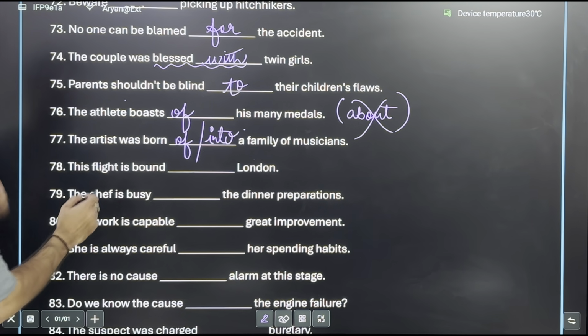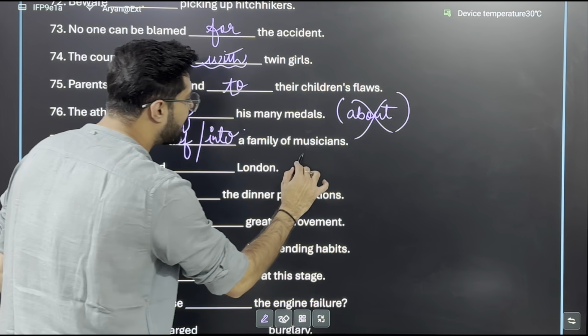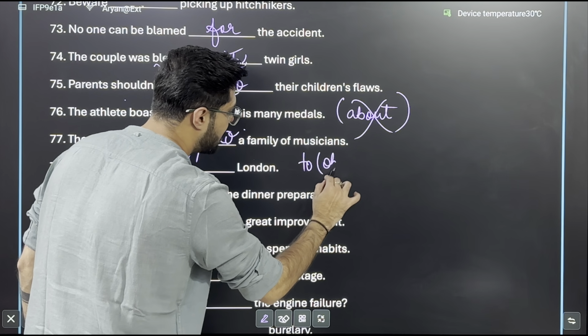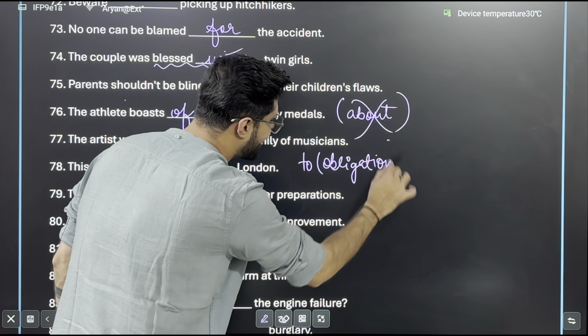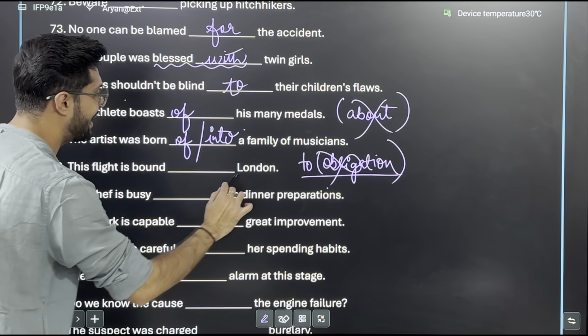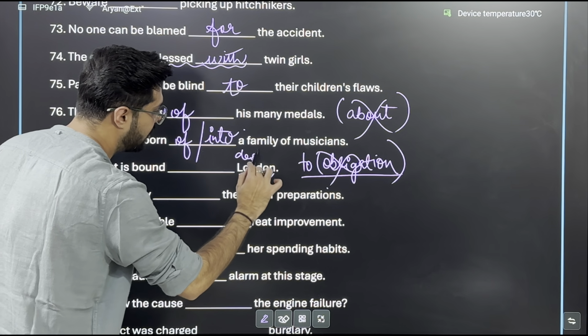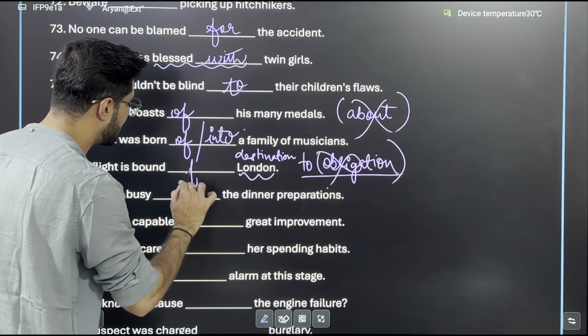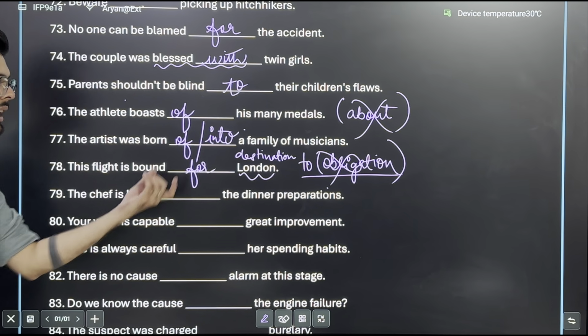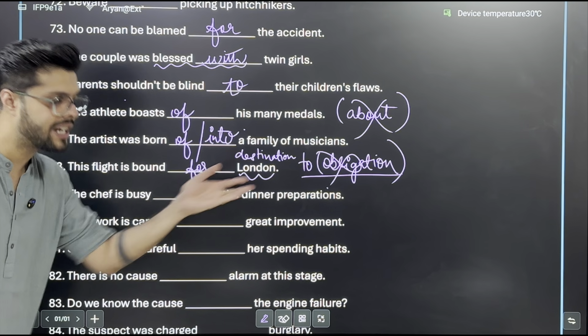ठीक है. Now the flight is not bound to. Bound to का तो मतलब होता है obligation. ठीक है. Bound to is obligation. Over here the context is not obligation. Over here the context is destination. London is a destination. So ship is bound for London, for is used for a destination. It is going towards London.